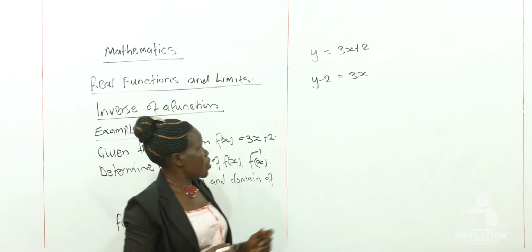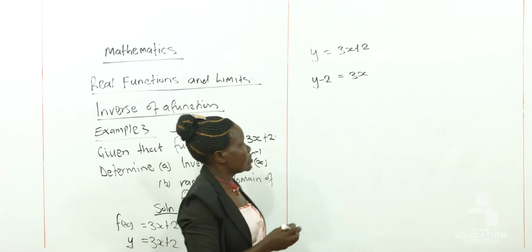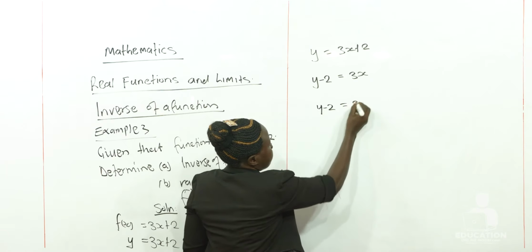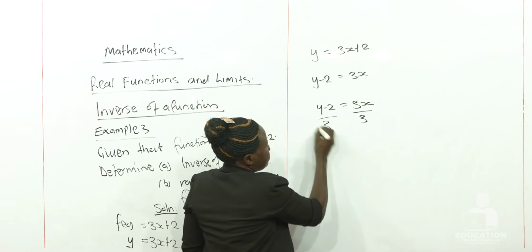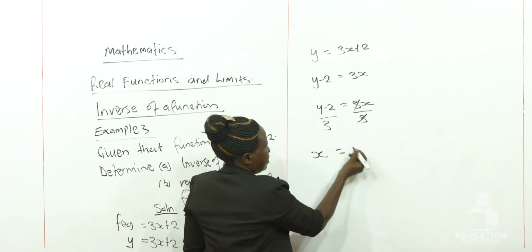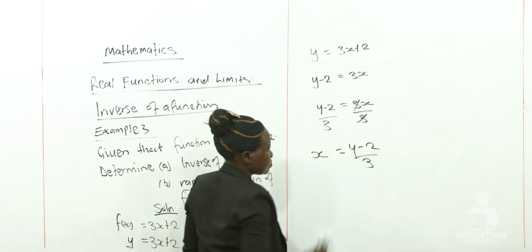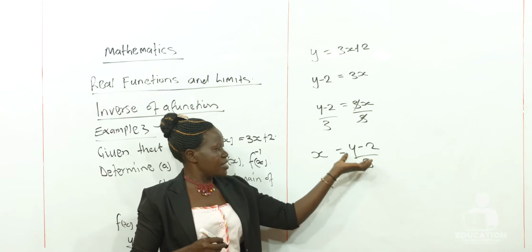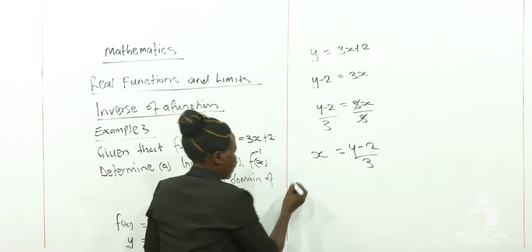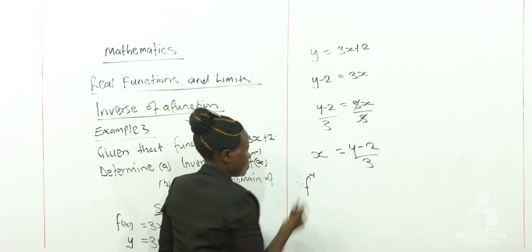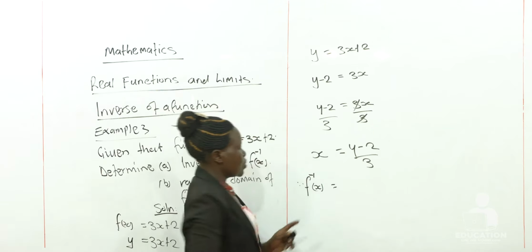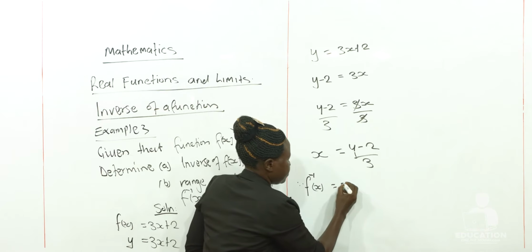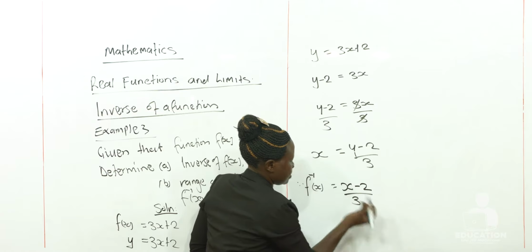Our aim is to get x alone. Since there is 3x, we are going to divide both sides by 3, so that you will have x equals y minus 2 over 3. After up to this level, this is where you are going to rewrite this outcome in what we call the inverse. So you come and say, therefore, f raised to negative 1 of x equals, y will be substituted by x, so where there is y, you now say it is x minus 2 over 3. So this is your answer.